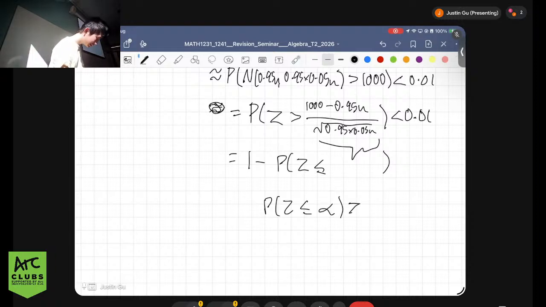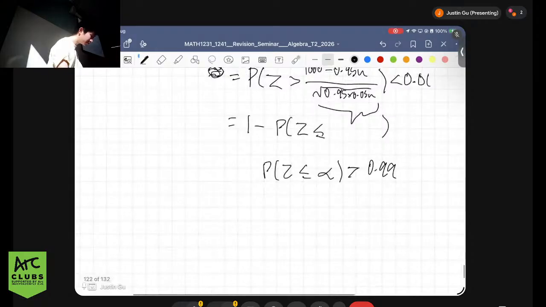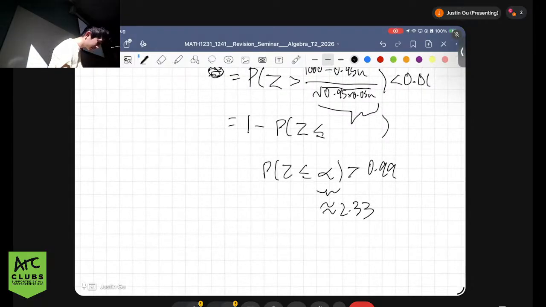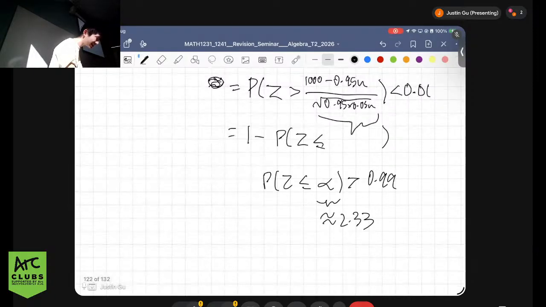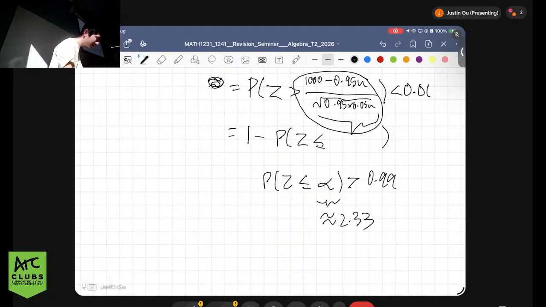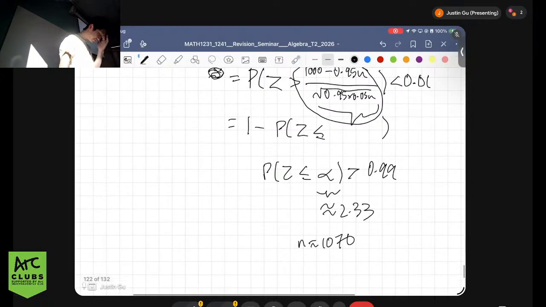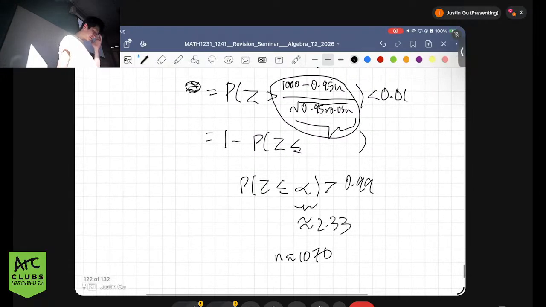But we want this to be bigger than 0.99. And if we look at the z-score table, that requires alpha to be around 2.33, right? So essentially that gives you a quadratic in root n, and it turns out that n is about 1070. Sorry, I would go through all the working, but I don't think we have enough time.